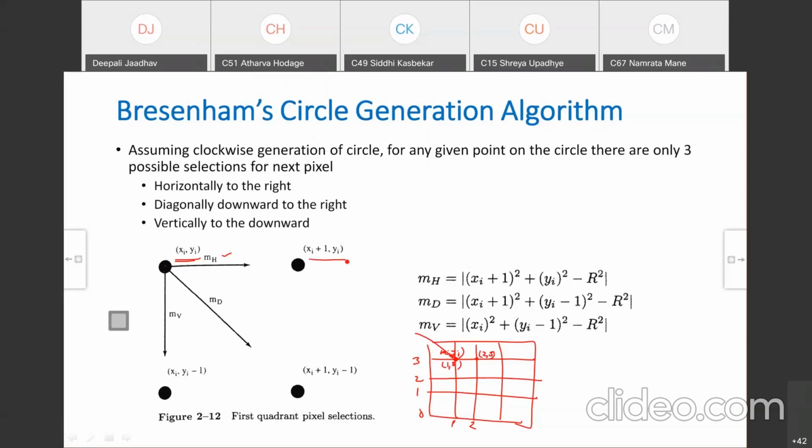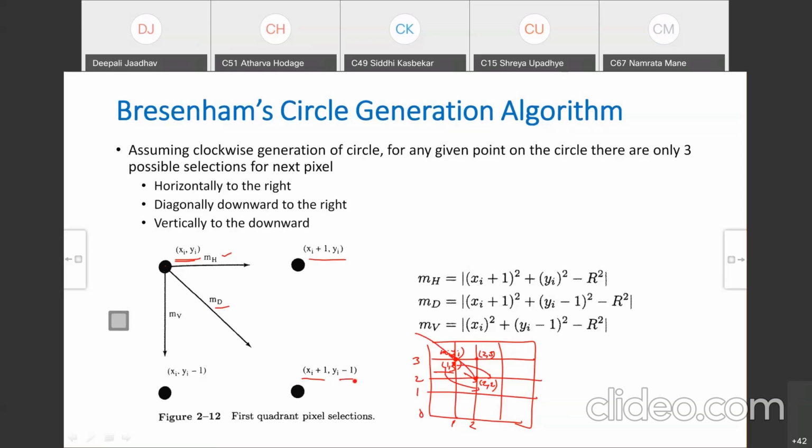The next option is that we select diagonal, meaning this one. We select the diagonal point, that is MD, move diagonally. M stands for move. So in that case, what are the points here? 2, 2. What do we observe here? X is increased by 1 and y is decreased by 1. Here it was 1 and 3. So if we move diagonally, what is the next point? Xi plus 1, yi minus 1.